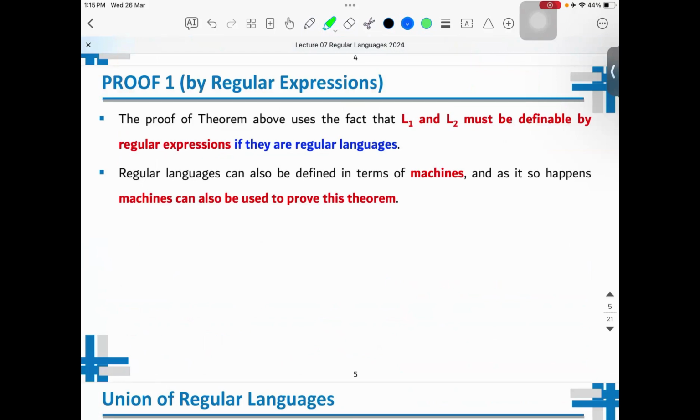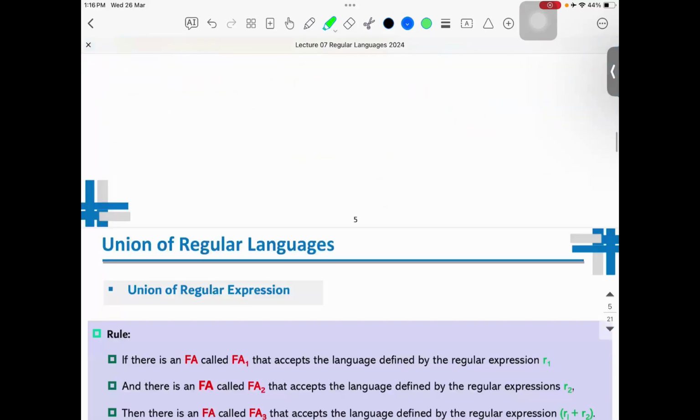The proof of the theorem above uses the fact that L1 and L2 must be defined by a regular expression. If something is defined by a regular expression, then it is a regular language. A regular language can also be defined in terms of finite automata, or finite state diagram or machine, as we can call it. It so happens that the machine can also be used to prove the theorem, because the finite automata and the regular expression, or the descriptive form, all represent the same language.